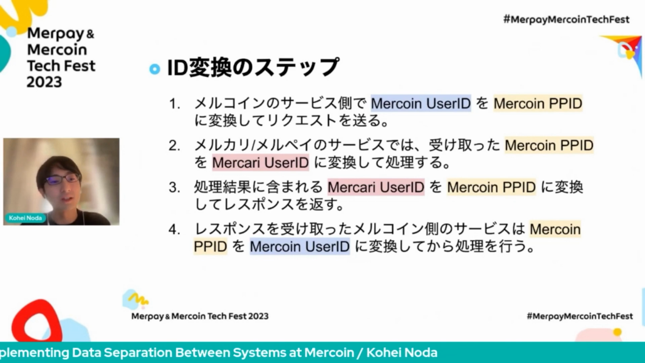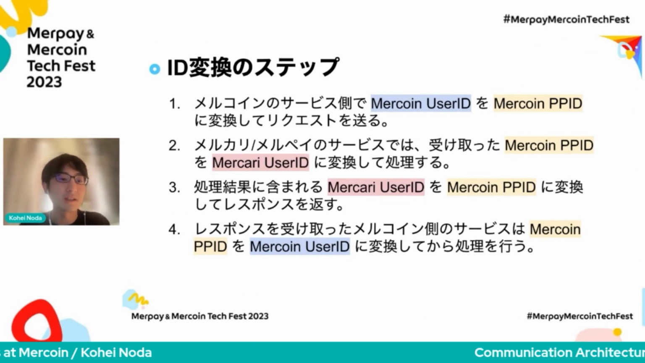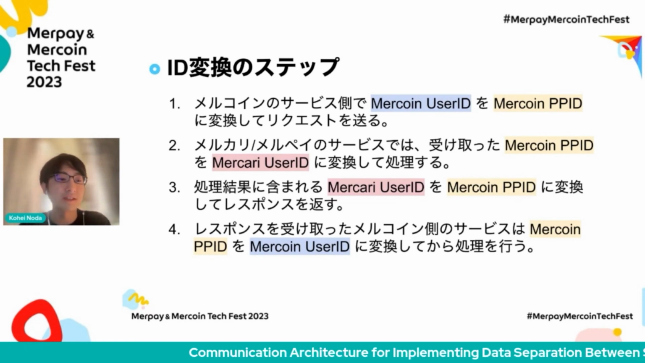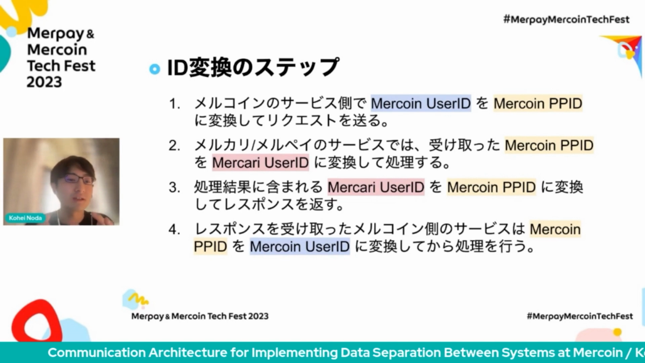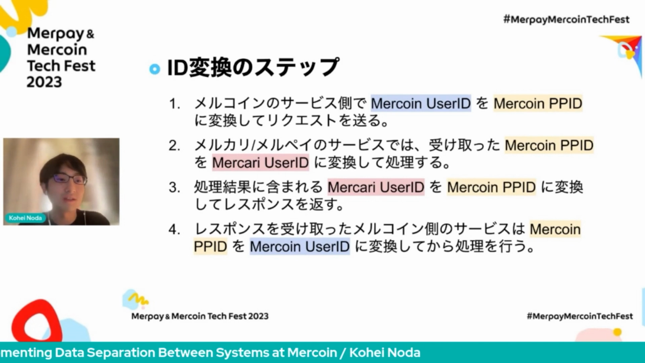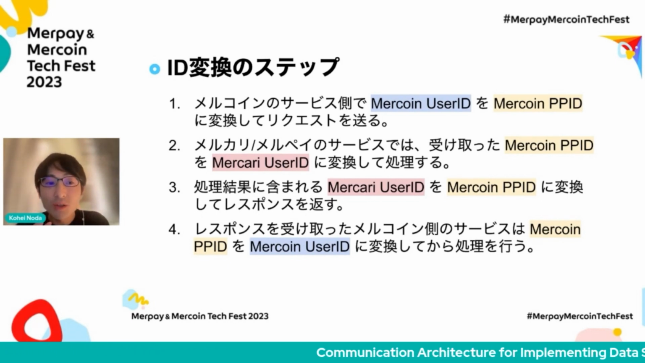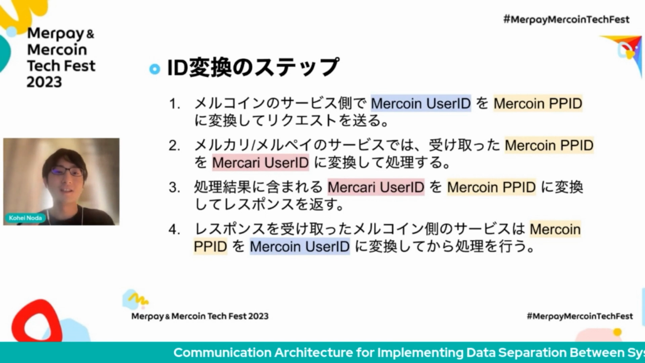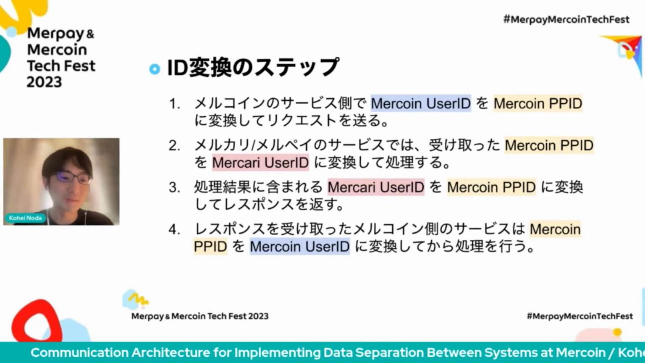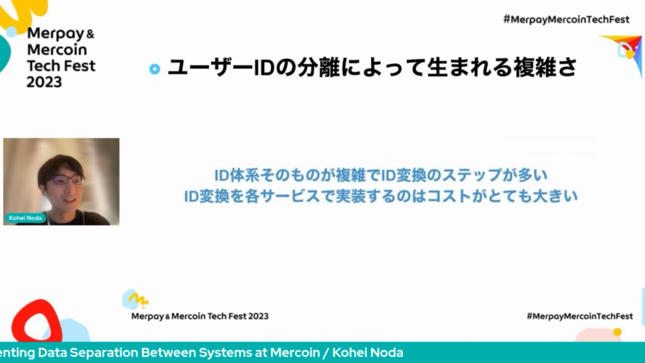Next, the Mercari and Merpay service receives the request, and the Mercoin PPID contained in the received request is converted to the Mercari user ID. When the response is generated, the Mercoin user ID contained in the response must be converted to the Mercoin PPID in order to return the response to Mercoin. And finally, Mercoin converts the Mercoin PPID to Mercoin's internal user ID and processes the received response. These are quite complicated steps.